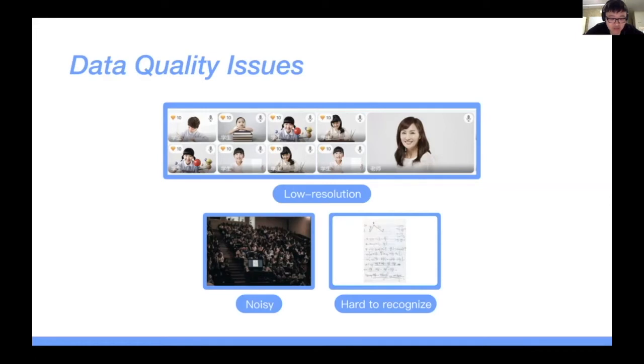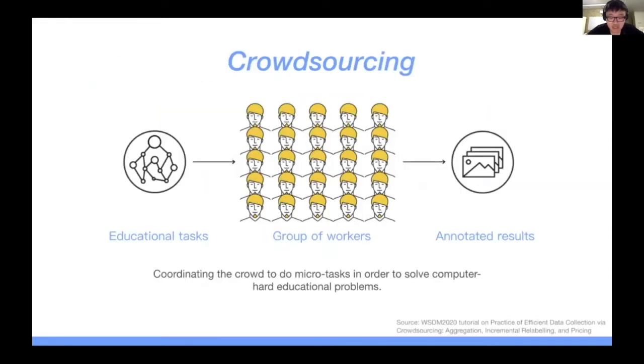Probably you will collect data from the offline classroom, and offline classroom data is usually very noisy, with a lot of background noise in your data. Also, you may collect handwriting data from either students or teachers. Their handwriting is probably very terrible and hard to recognize.